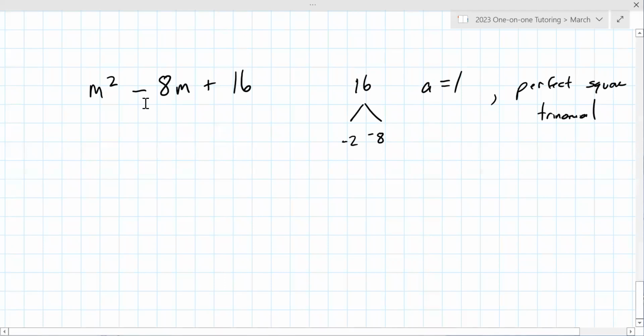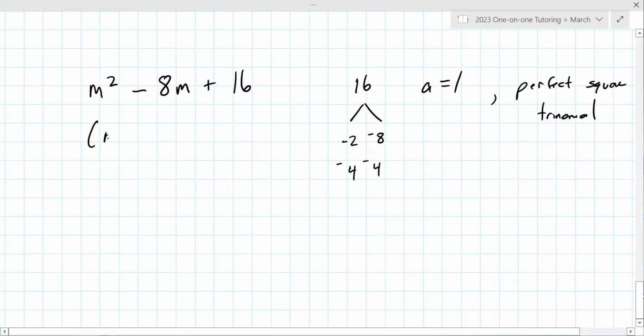Okay, it would be 4 plus 4. 4 and 4 do multiply to 16, but they don't add to -8. They add to +8. I would say one of them would be negative. They have to both be negative. The only way you can get to a positive is if they're both negative.